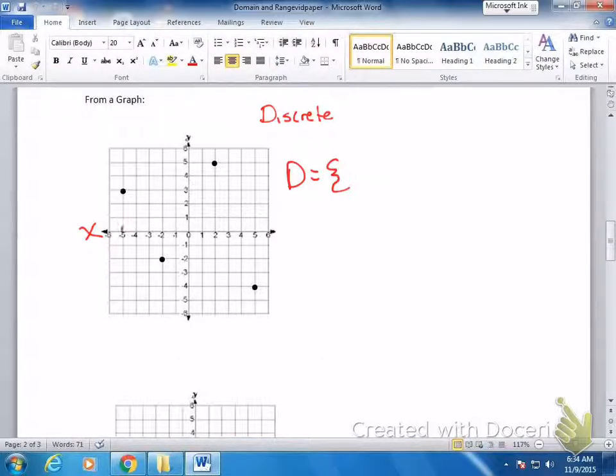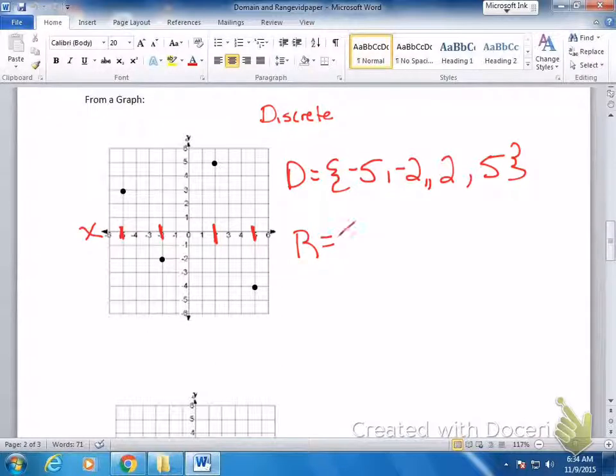If I start left, the first point I get to is at an x value of -5. If I keep going to the right, my next x value is at -2. Keep moving to the right, my next one is at 2. If I get my last point on the right, it goes to 5. So those are my x values. I listed them for my domain.